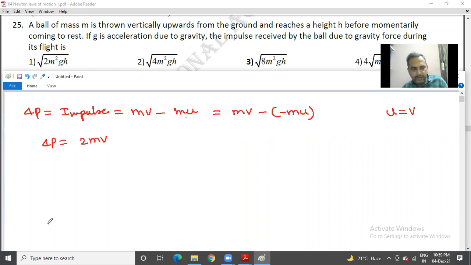When the body is thrown vertically upwards from the ground, when it reaches maximum height, v will be 0. Say it is thrown upwards with initial velocity u, so it reaches maximum height. We can also write this as 2mu because v is equal to u.